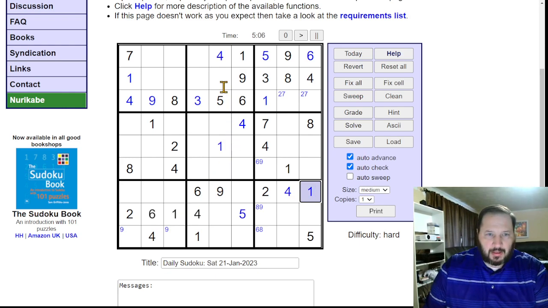Okay, we've got 3 numbers missing here. Let's take a look at those carefully. All right, so we've got a 1. We need a 2, and it can't be here.